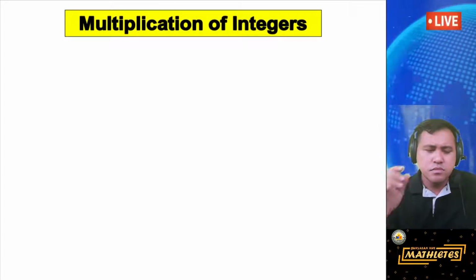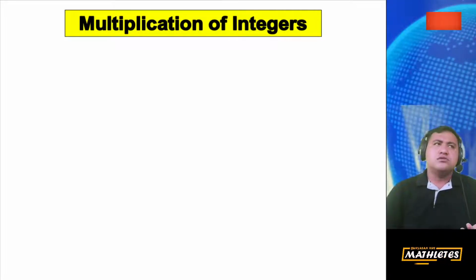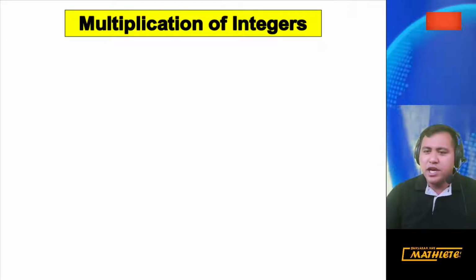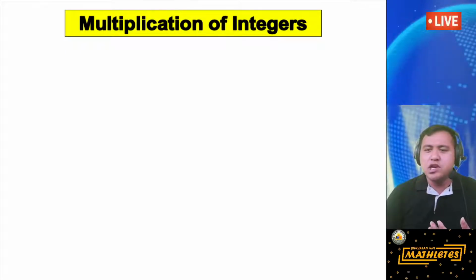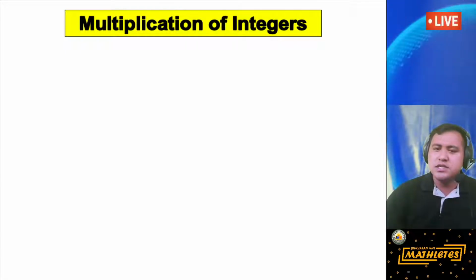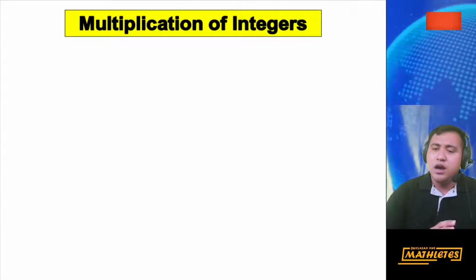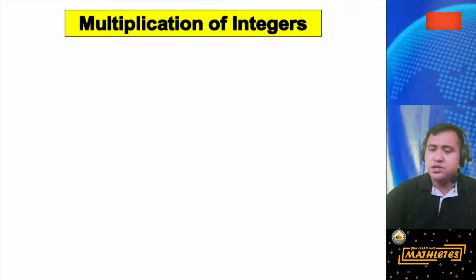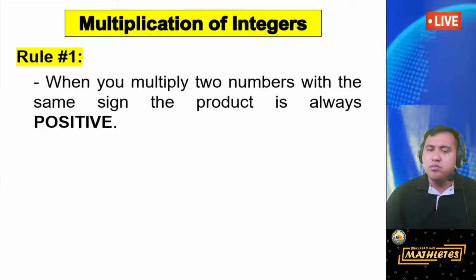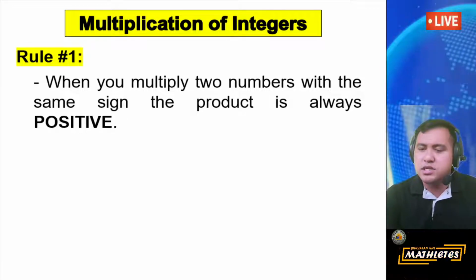Okay? So let's proceed to the multiplication of integers. As I've said, the ruling in multiplication, I'm sure you memorized the multiplication table in elementary. But what we are talking about here is how we are going to handle the signs in the multiplication operation on integers, or signed numbers. Multiplication of integers, rule number 1: when you multiply two numbers with the same sign, the product is always positive.